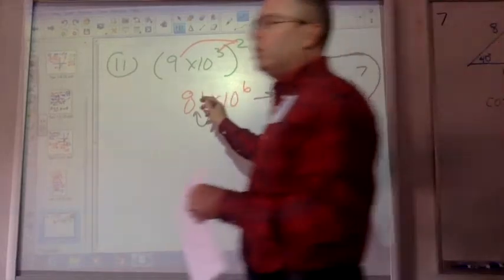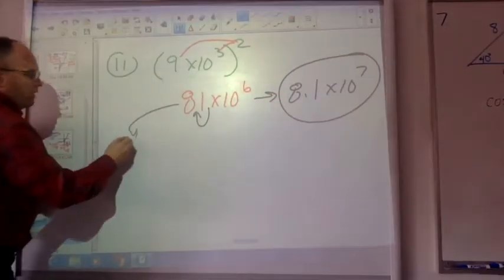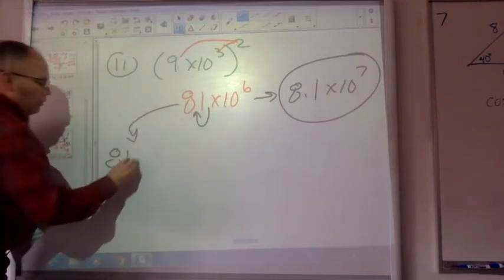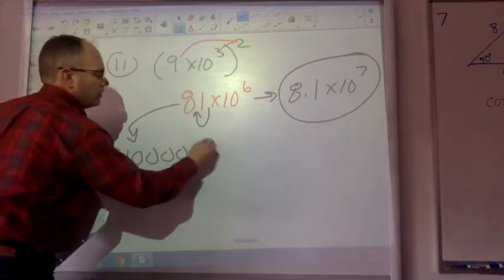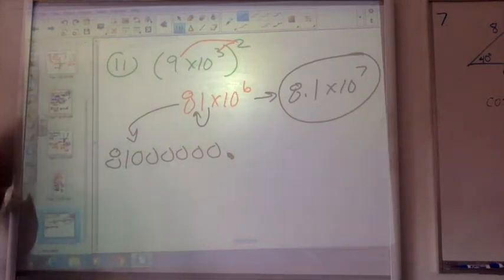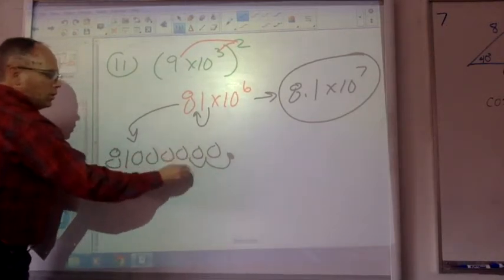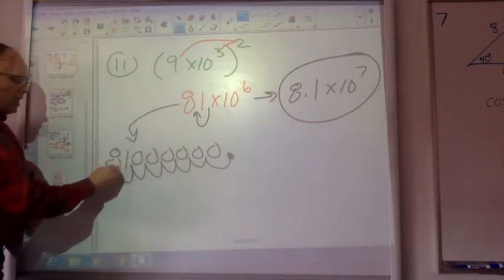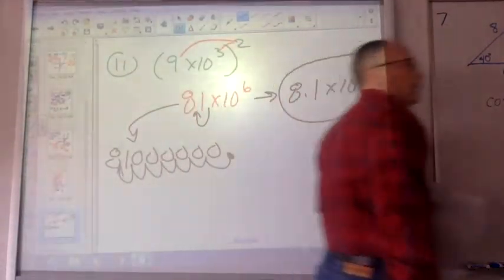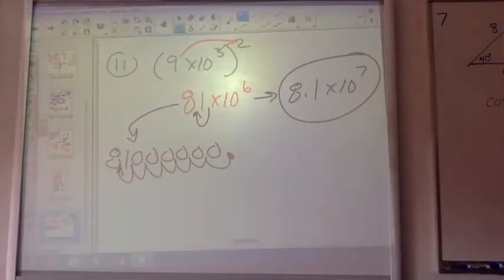Okay, if you're having a hard time doing these, recognize that this was this. 1, 2, 3, 4, 5, 6 with the decimal right there. Move it back. 1, 2, 3, 4, 5, 6, 7. That's why it's a 7. Okay?